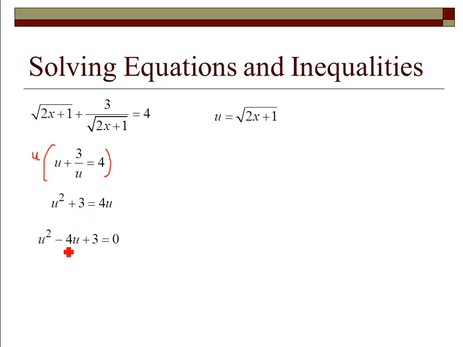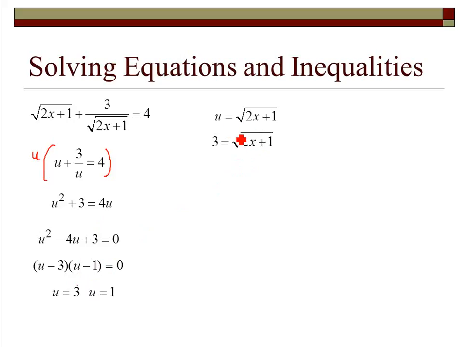This is an easy one to factor. I have two numbers that multiply to give me 3, but add to negative 4. Well, the only way to get 3 is 1 times 3. Since it's a negative right here, they're both negative. So u minus 3 and u minus 1. So when I solve it, I get u equals 3 and u equals 1. Now I'm not done here because I got to go back, plug in, and then solve.